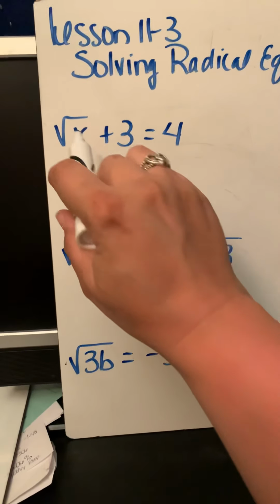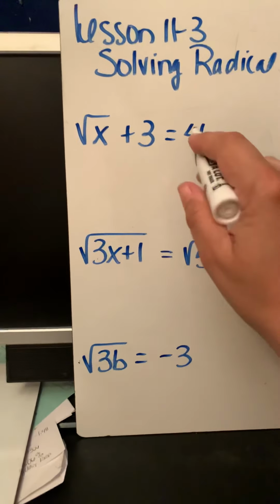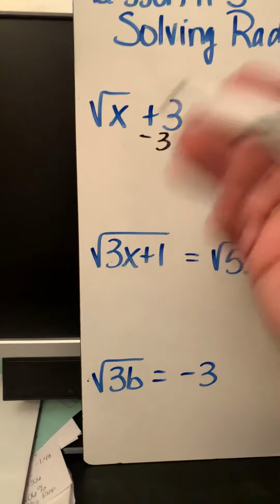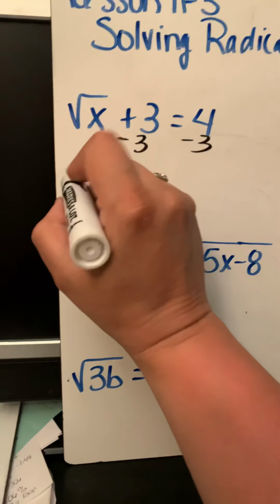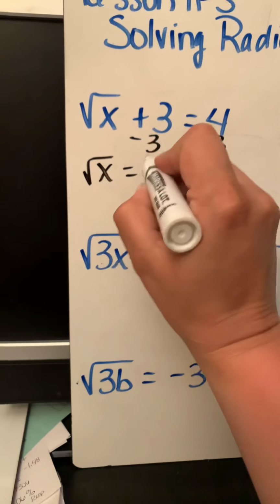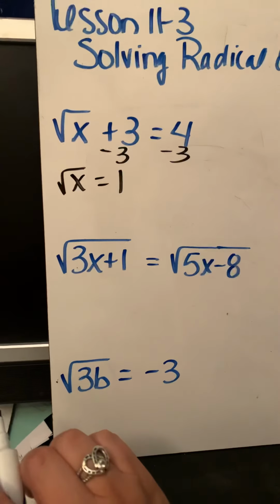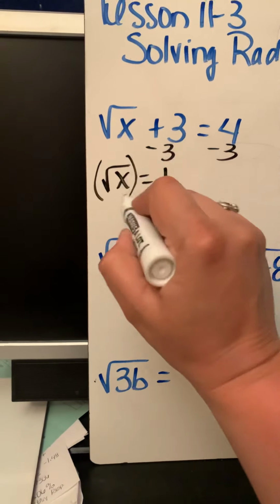So let's look at this very first one, a nice easy one, right off the bat. The very first thing I'm going to do to get x by itself is subtract your 3 over. So we're going to subtract 3, just like you normally did when we were solving equations. So now you have root x equals 1. Well, how do you get rid of a root? We did that when we did completing the square and quadratic formula. You square it.